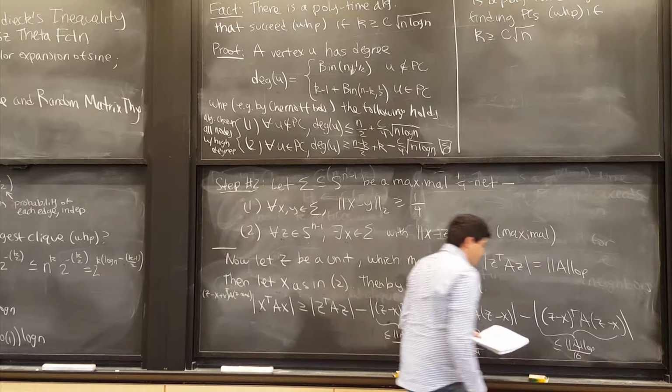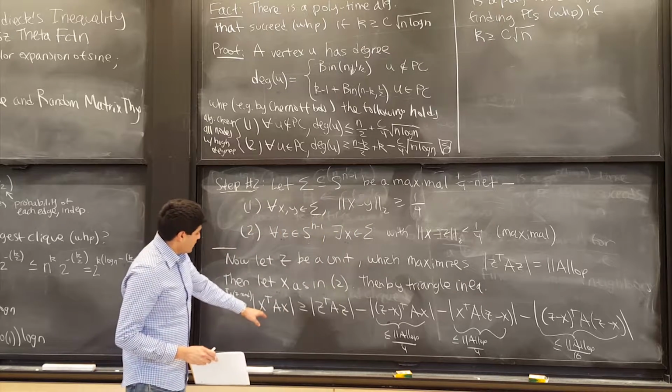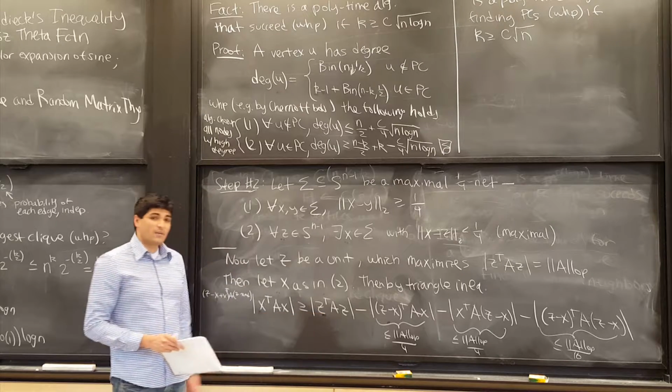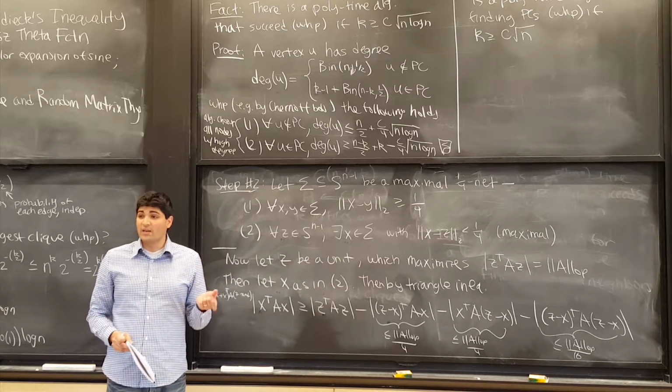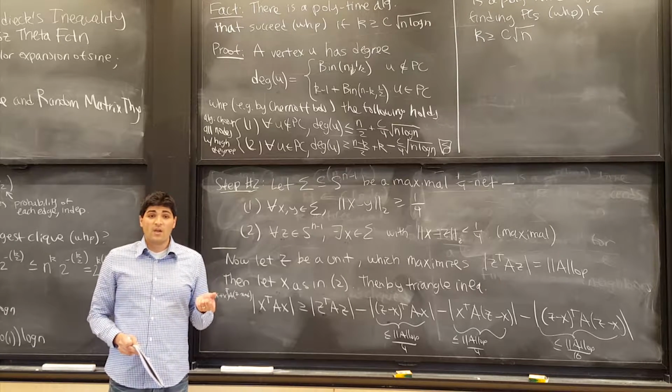So I have been loose with the constants. I don't really care that much about the constants. But the basic idea here is that if this operator norm is large, then there is some x in the set sigma that witnesses it and is roughly as large within a constant factor.